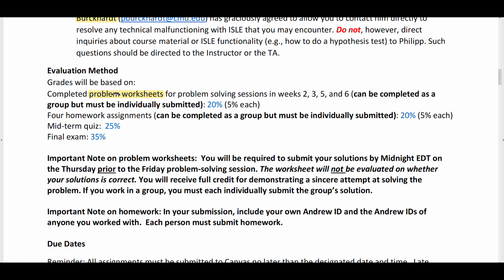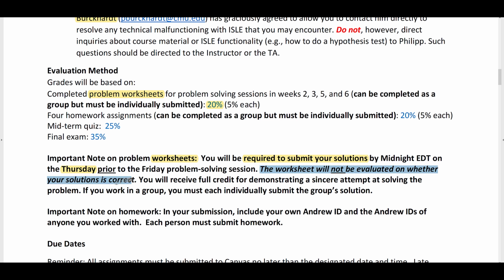In any event, you're required to fill out these worksheets, and we will review during our Friday sessions what you have done on these problem worksheets. And completing these problem worksheets will be worth 20% of your overall course grade. Now, about the worksheets, you are required to submit your solutions by Thursday before midnight.